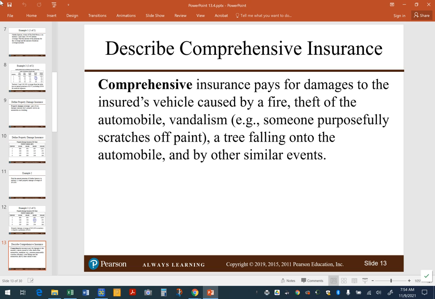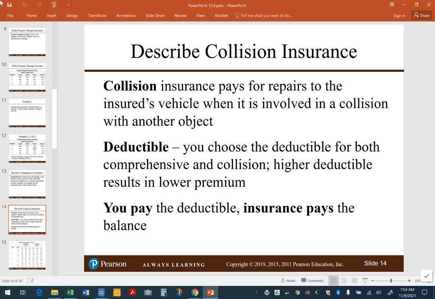So today we need to talk about comprehensive, collision, and a couple other things related to auto insurance. Comprehensive insurance pays for damages to your vehicle. If there's a fire, theft, or vandalism to your vehicle, or an accident like a tree falling on it, then your comprehensive coverage will pay for those damages. Collision, on the other hand, is when you are involved in an accident, you caused the accident, you have damages to your vehicle, then your collision coverage will repair your vehicle. Not the other person's vehicle, but your own.